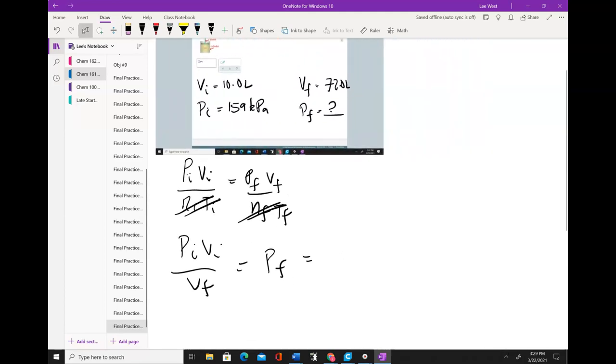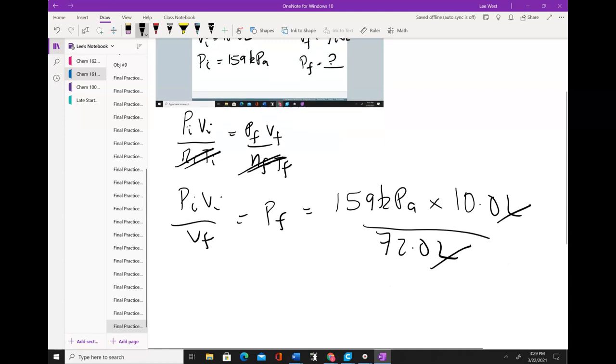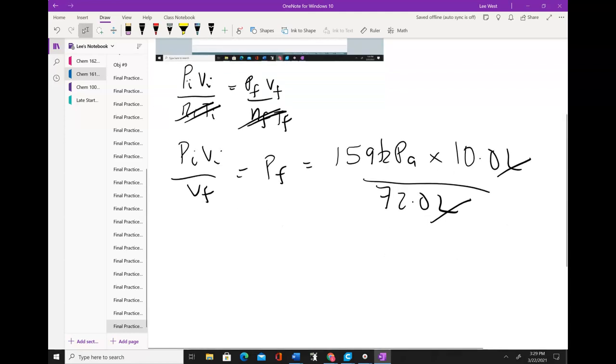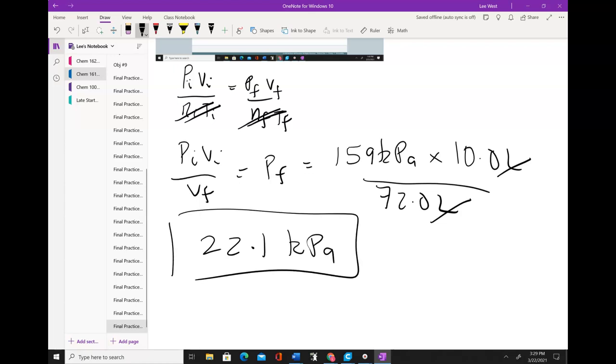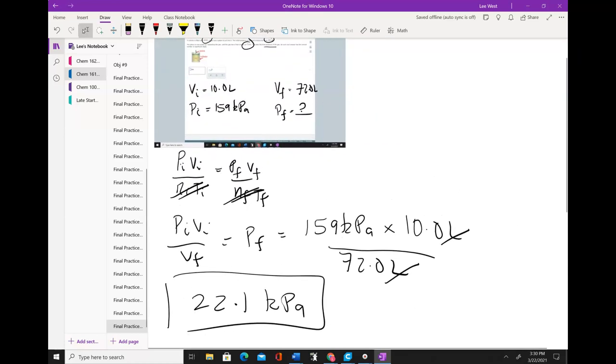And that's it. So P initial was 159 kilopascals, V initial was 10 liters, V final was 72 liters. Everything has 3 sig figs. It expanded, so the pressure should go down if a gas expands. Let's see what we've got here. 159 times 10 divided by 72 ends up being 22.1 kilopascals. Total sense. The volume went up by about a factor of 7, and the pressure went down by a factor of 7. 3 sig figs all the way through.